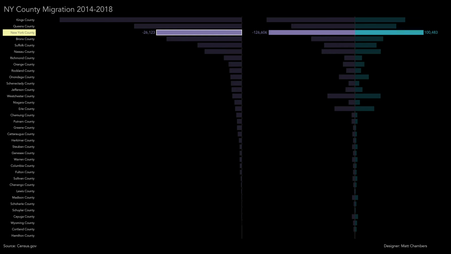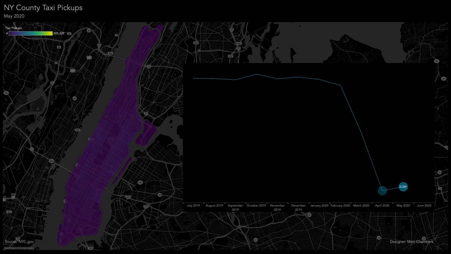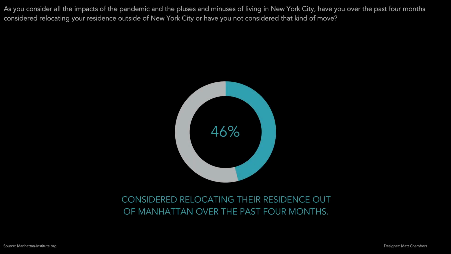Let's look at New York taxi data as a proxy for activity in Manhattan. This animation shows the number of taxi pickups in New York County from July 2019 to June 2020. We can see a huge drop-off in pickups in March 2020 as people became aware of COVID-19. And we see taxi pickups drop as much as 90% in April 2020. But people aren't leaving just because of COVID-19.